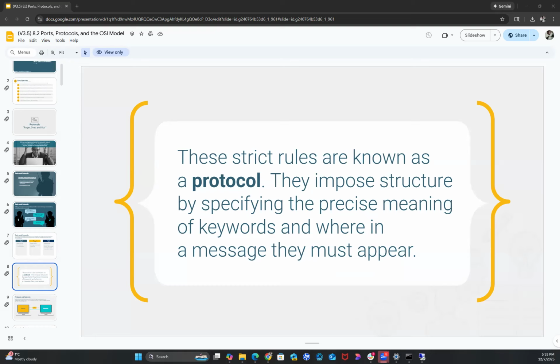So how do we understand it? Military officer one says over and waits until the second officer says over, then he talks again. So these strict rules are known as a protocol. This type of talk, over, Roger, out, is called a protocol. This is a rule. They impose structure by specifying precisely what a keyword means and where in a message it must appear. So this is the protocol.